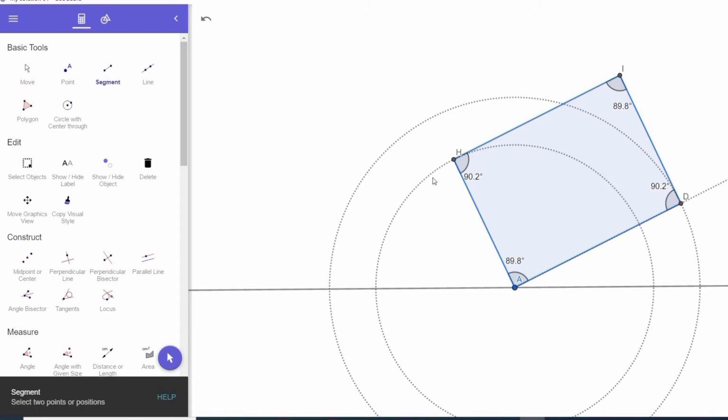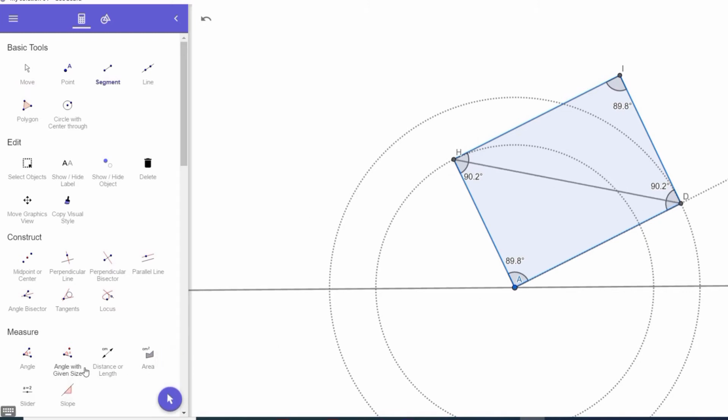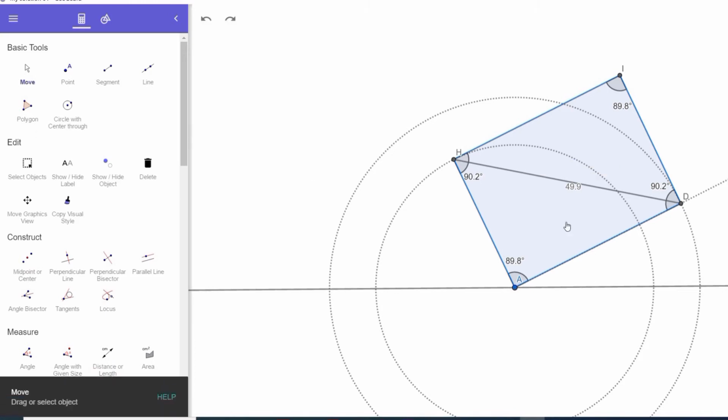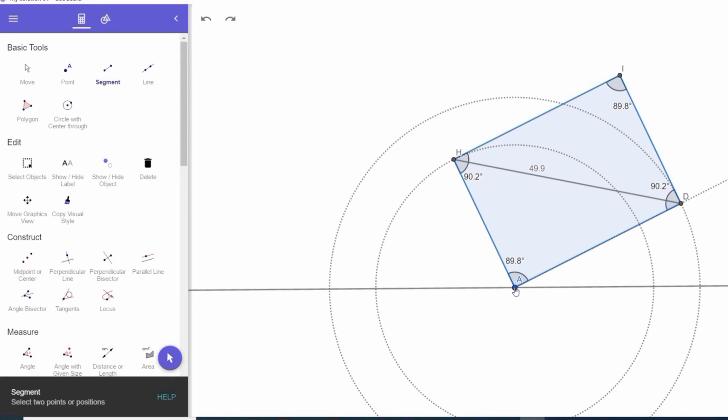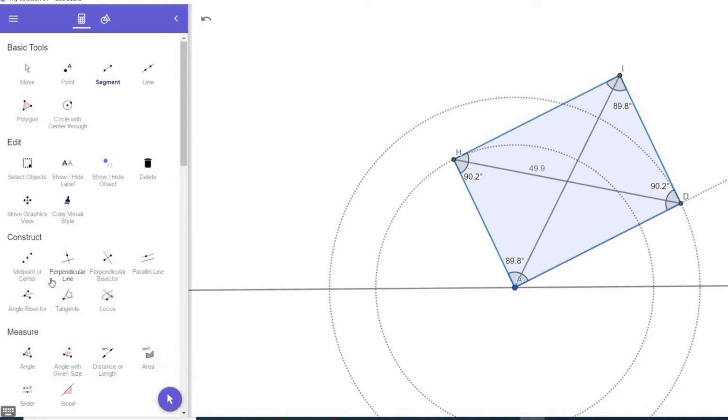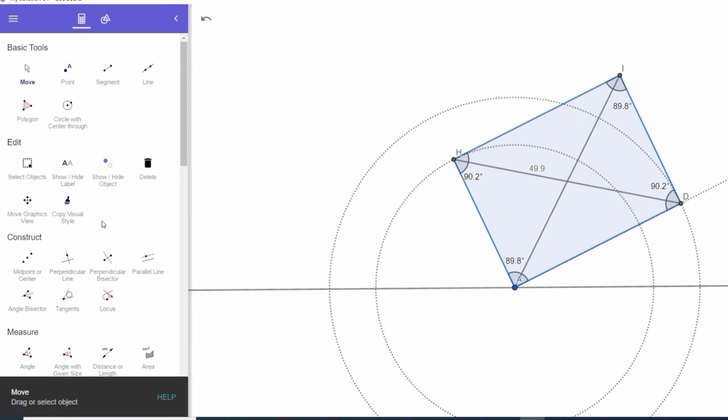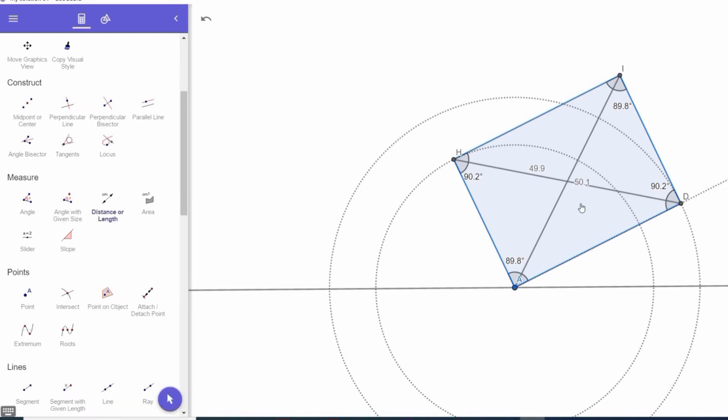Now this is a good time to create the two diagonals. So simply using a segment tool and selecting the two diagonal points, I can create my two diagonals, and using another tool which measures the length of a segment, I can find out the length of my diagonals.